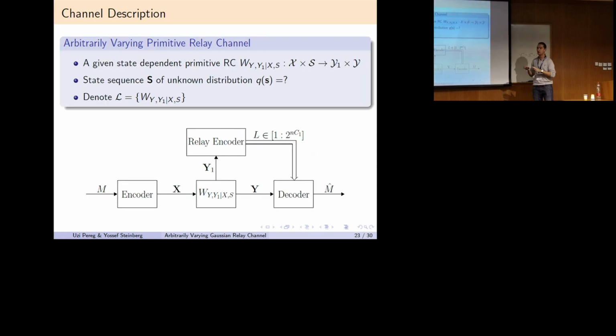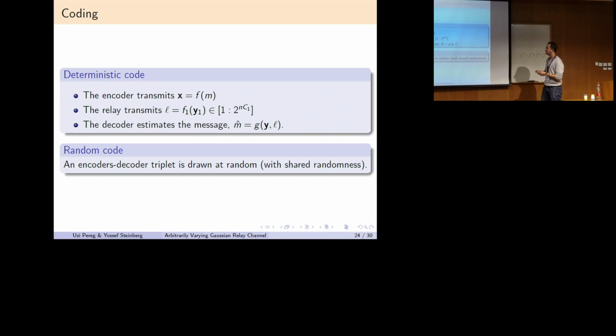Okay, so this is a general primitive relay channel, not necessarily Gaussian, W of y, y1 given x and s, where the relay sends an index to the receiver. The receiver receives both the output y and this index. As before, the state sequence has an unknown distribution. We denote this channel by L in calligraphic font. Now, as I said, the decoder depends on both the output y and the index L. Random code is defined the same way.